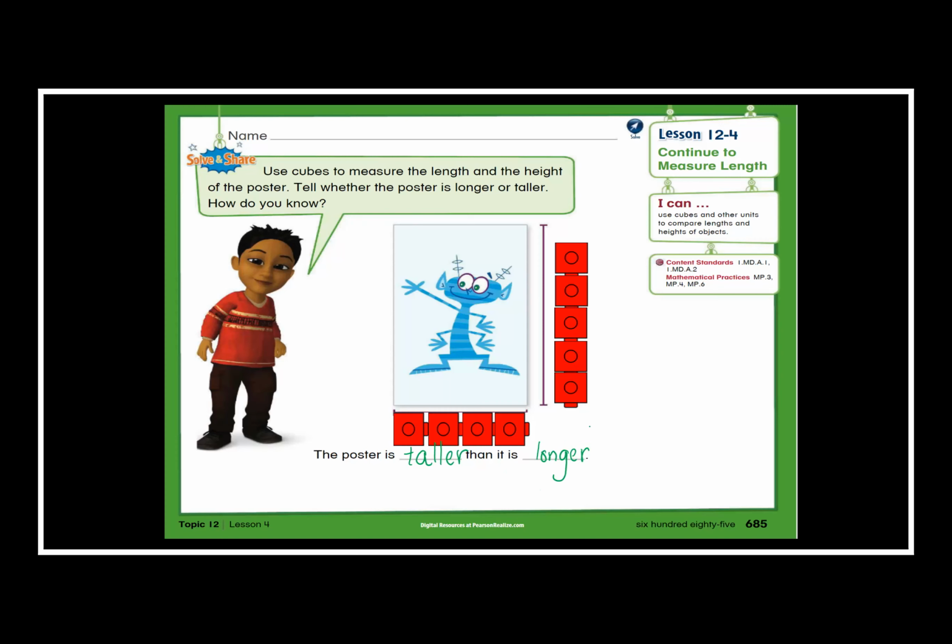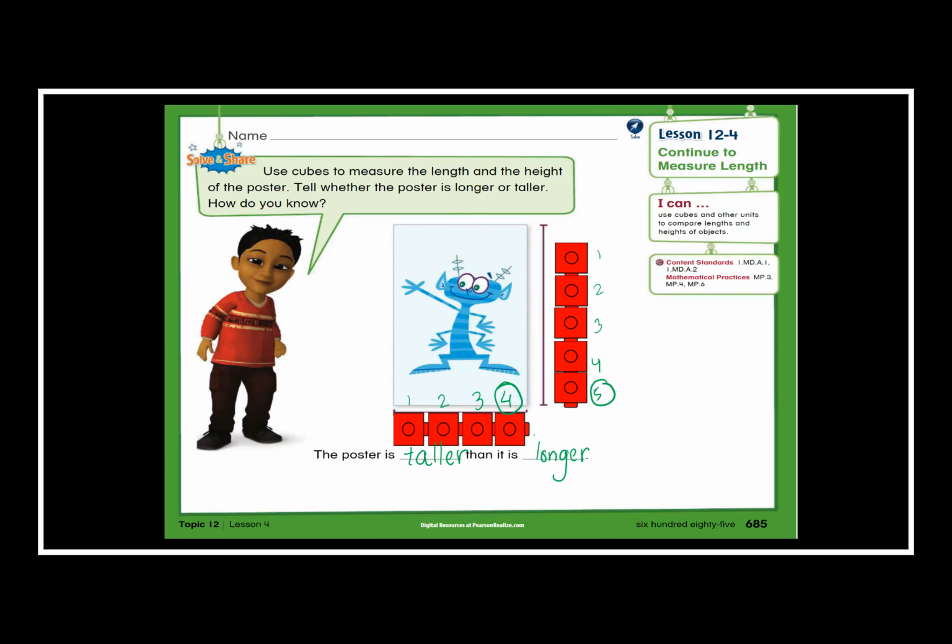How do we know? We know it because when we place the cubes, when I measured the height, if I want to see how tall the poster is, it took me about 1, 2, 3, 4, 5 cubes. Now if I want to measure the length, it's 1, 2, 3, 4. So I know that 4 is smaller than 5. So it's more tall than it's long. Understand?